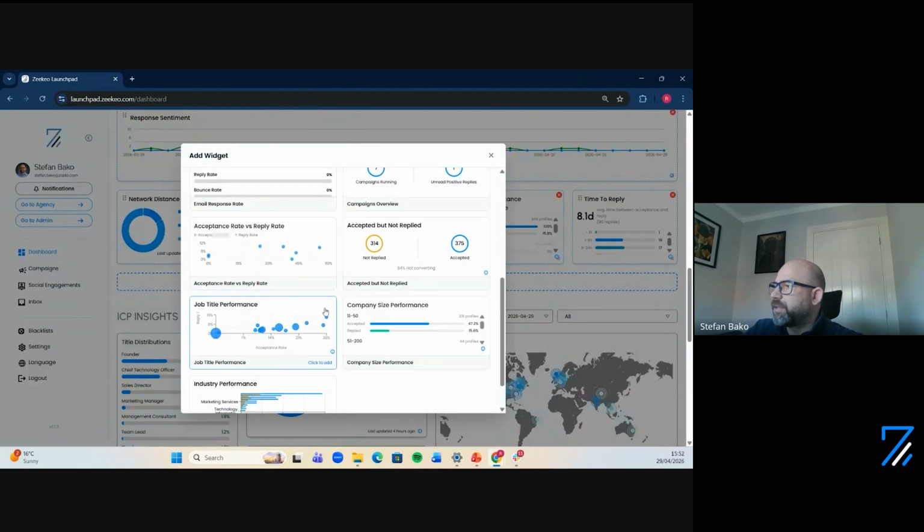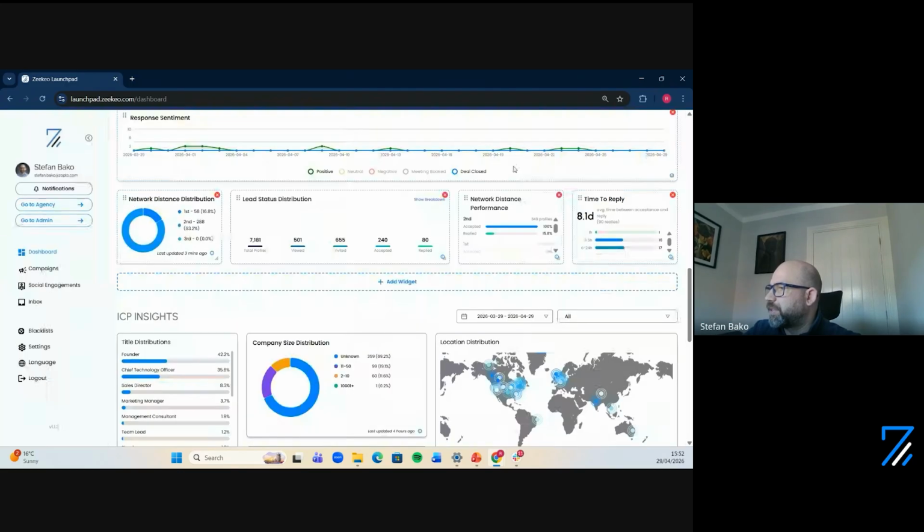And then time to reply. This is an important metric as well, because you can track across a period of time what's the average time to reply. The time to reply is between the acceptance and the reply. Mine is 8 days. I checked it last month and it was like 7 days. So it's a bit slower, so I can track it and maybe adjust my campaigns because it's slow.